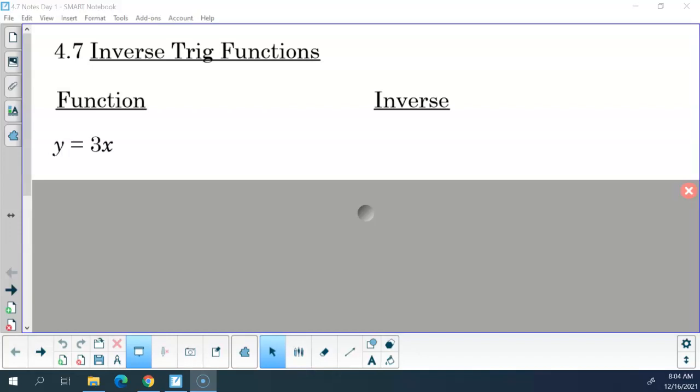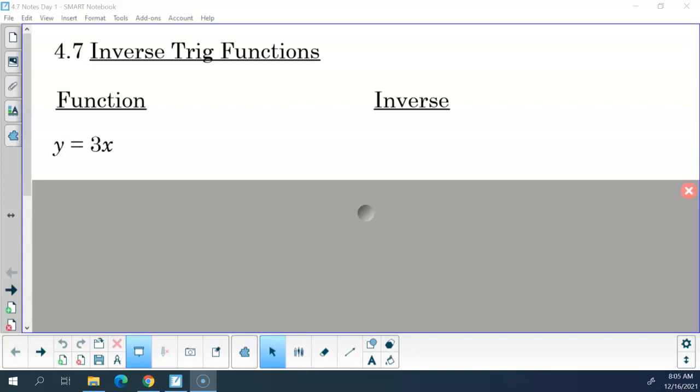Okay. So 4.7 is all about inverses. We're going to talk about the inverse trig functions. But in order to do that, let's first talk about what an inverse is. You did some inverses in Algebra 2. I don't think you did any in Algebra 1. You use inverses all the time. If we're multiplying by something and you need to solve it, you divide. That's an inverse operation. Those are inverse operations. We're going to talk about inverse functions.